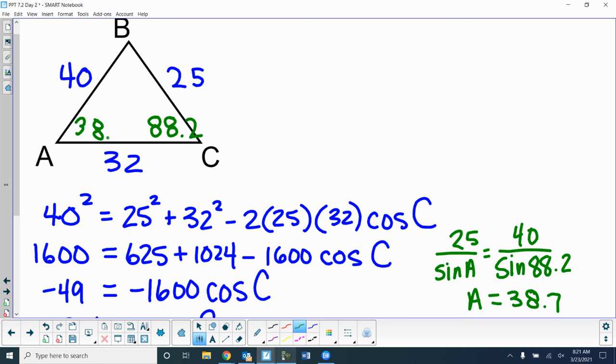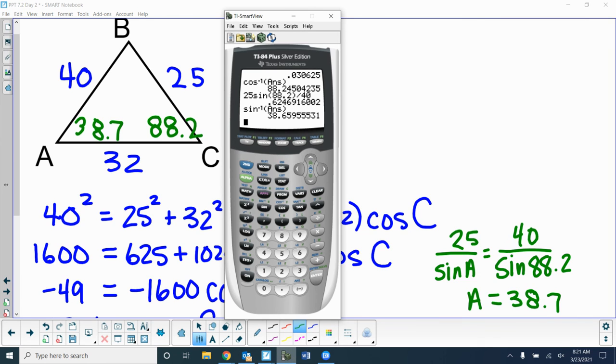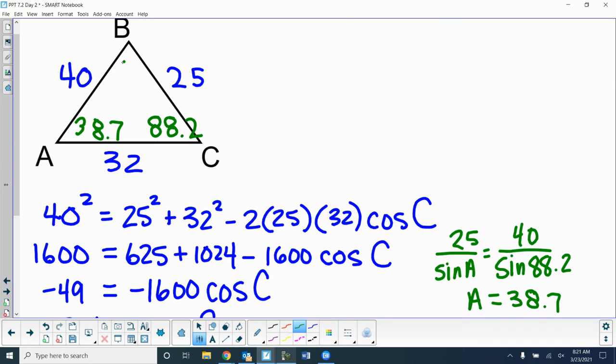Can't write left-handed very good. All right, so I want to add 88.2 to that and subtract from 180 to finish up. Remember, all three angles add up to 180. So 53.1 is angle B. Okay, questions?